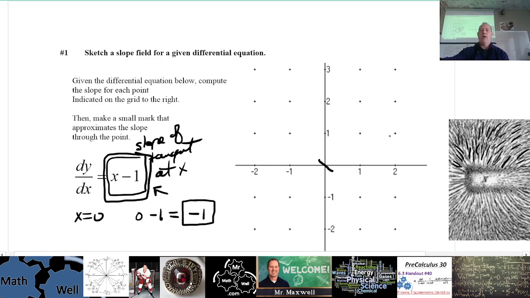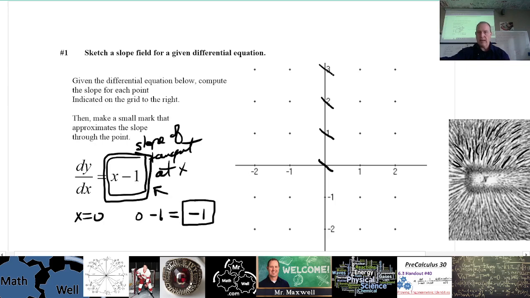Now, what other points have an x value of 0? Well, all of these points on the y-axis have x equals 0. So guess what? At this point right here, the slope of my tangent line should also be negative 1. And at this point, (0, negative 2), what's the x value? Well, it's still 0.